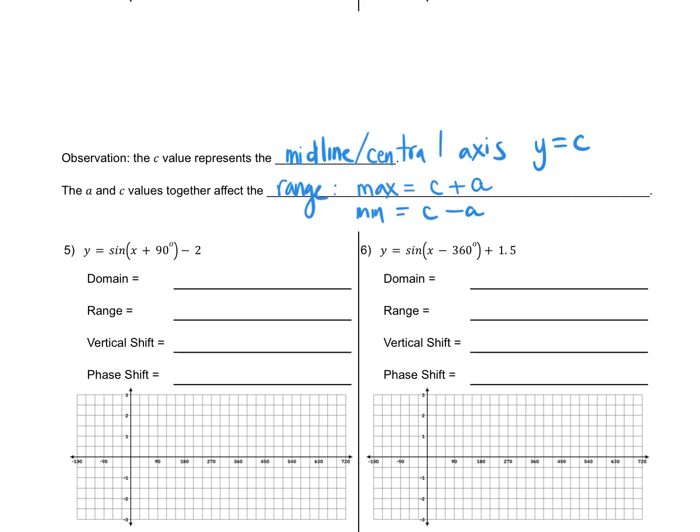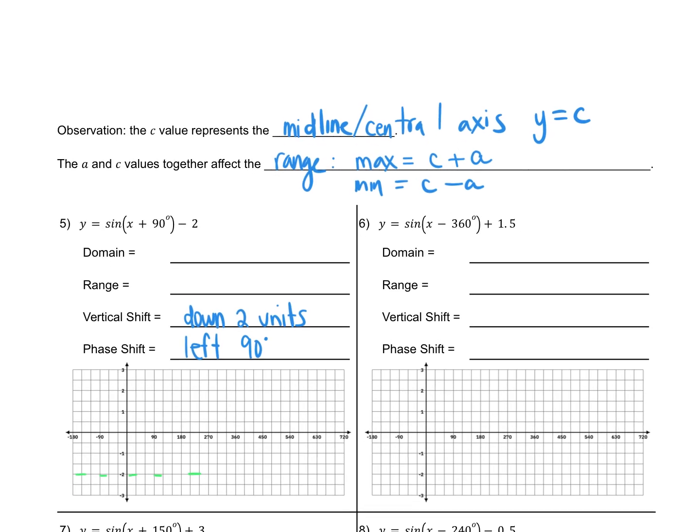Let's do 2 more examples where we're putting these transformations together. So we have a vertical shift down 2 units. And we have a phase shift. It says plus, but that means left 90 degrees. Now at this point, if I wanted to, I can try to skip a little bit of a step here using my knowledge of the A value and the C value. So this down 2 should affect my midline. My midline should now be at -2.